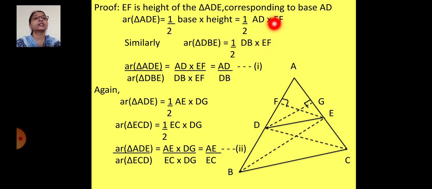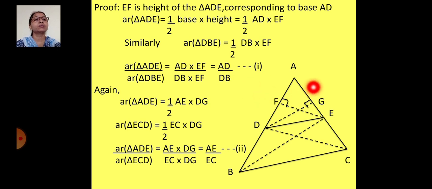Now you take the ratio of these two areas. So left hand side, area of triangle ADE upon area of triangle DBE. So this half and half will get cancelled. So in the numerator, AD into EF divided by DB into EF. Again EF and EF will get cancelled. So area of triangle ADE upon area of triangle DBE is equal to AD upon DB. Give this as equation number 1.